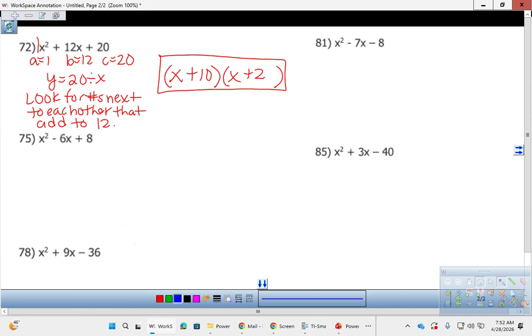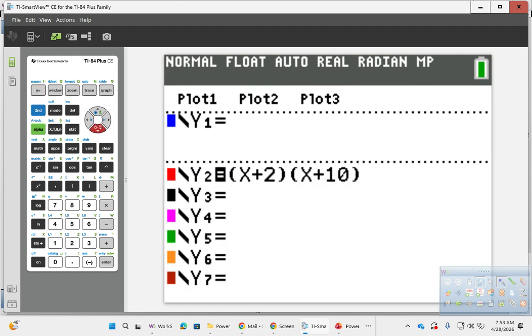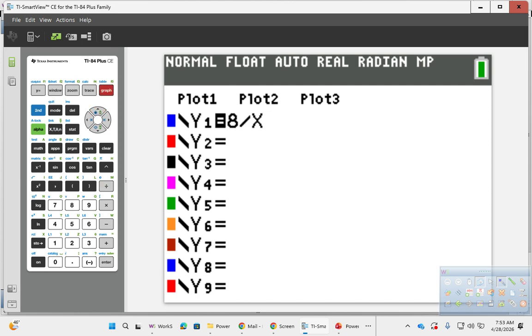All right, looking at the next one, there's no GCF here. So a equals 1, b equals -6, and c equals 8. In the a equals 1 method, when we have a trinomial, 3 terms, first term's 1, we go to the y equals screen and we do 8 divided by x. And we're looking for numbers next to each other that add to -6. So let's look at that. I'm going to do an 8 divided by x. And I'm looking for my numbers to add to -6.